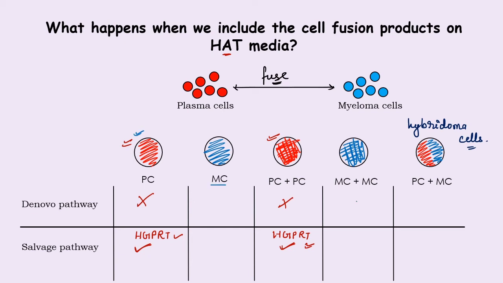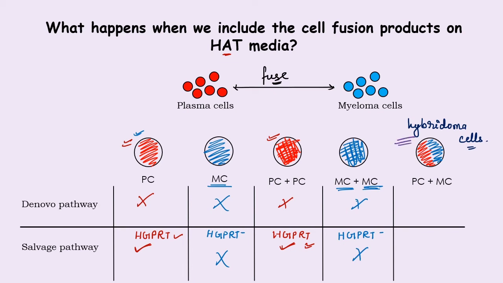So now coming to myeloma cells, and those myeloma cells that have been fused to another myeloma cell, here the de novo pathway is blocked because of the aminopterin in the HAT media, and because the myeloma cells are HGPRT minus, these cells do not have the HGPRT enzyme. So their salvage pathway is also blocked.